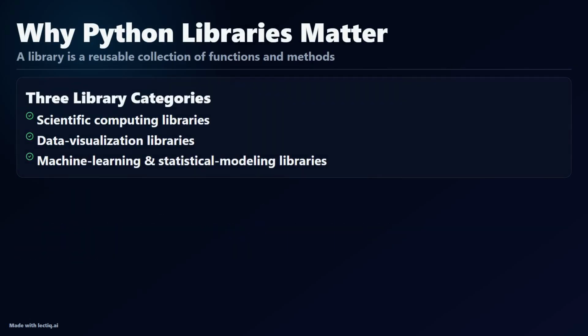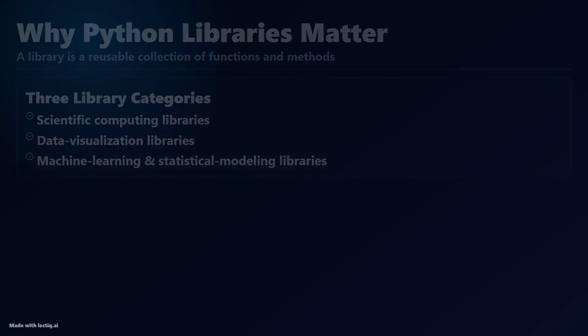A Python library is a reusable collection of functions and methods that saves an analyst from writing common functionality from scratch. In data analysis, libraries generally fall into three groups: scientific computing, data visualization, and machine learning or statistical modeling. We'll walk through each group before writing any code.